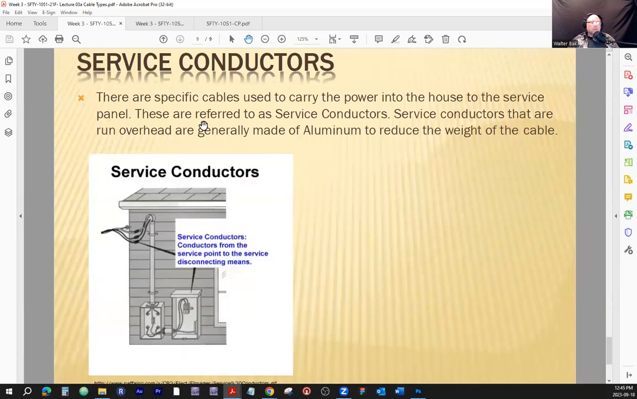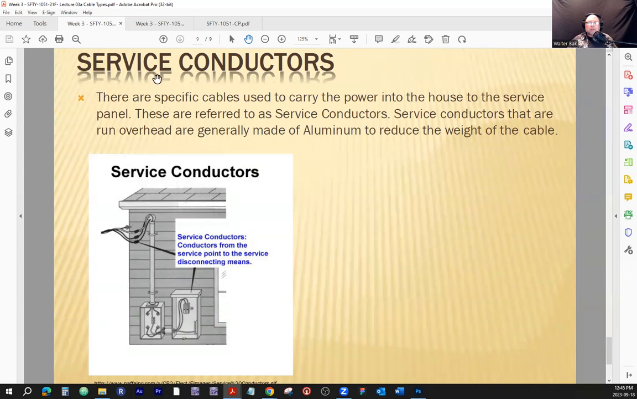Now, one more thing before we leave. We're almost done. Service conductors. Remember, when we're talking about service, that means these are the conductors that provide power. And by the way, whoever came up with an answer, thank you for being brave. I don't want you to be afraid to answer anything. Even if your answer is wrong, it's still good to me because I see you're paying attention.